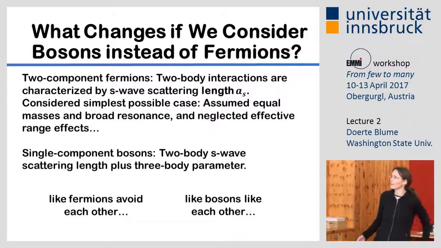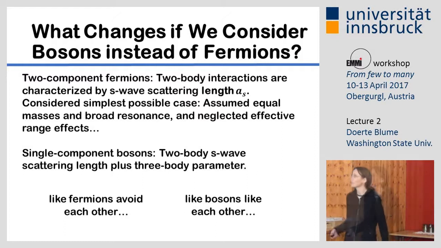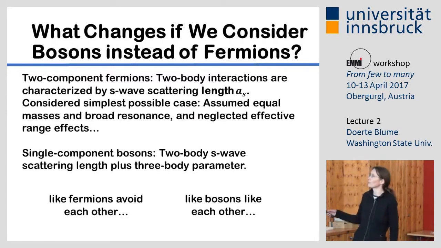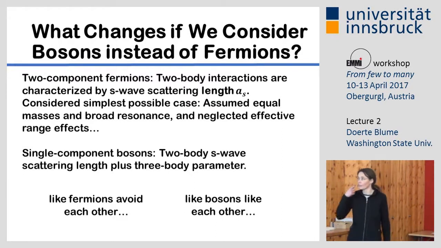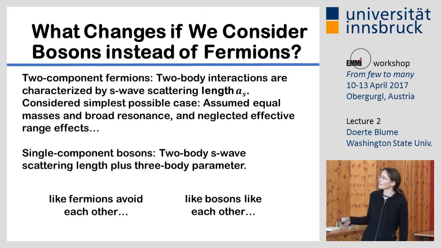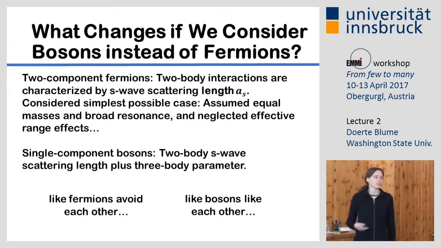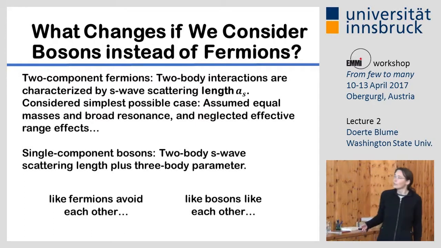In the first part, I told you about two-component fermions and how many of their properties are really determined by the S-wave scattering lengths. So in the second part, I'd like to switch to a single-component boson system, just one species, and show you that in this case, in addition to the S-wave scattering lengths, we also need a three-body parameter. So that's sort of the major change.